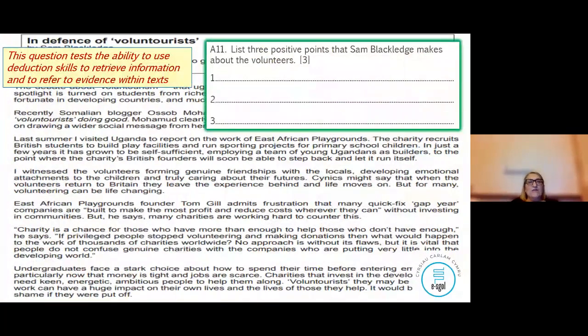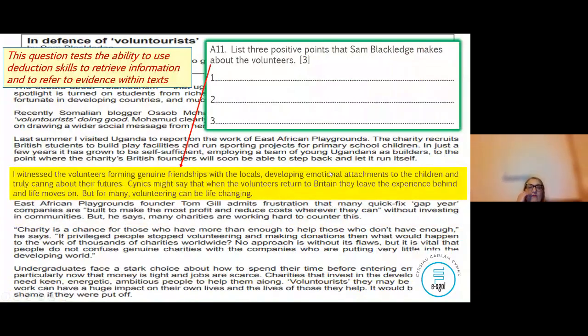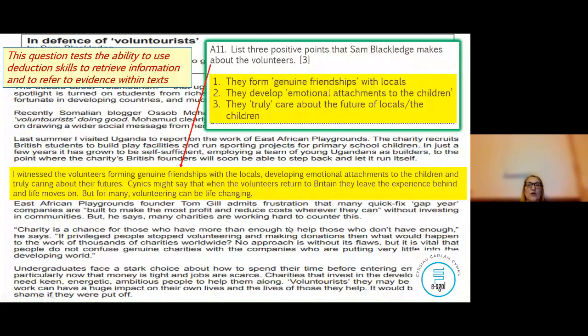Okay, so the first question then is list 3 positive points that Sam Blackledge makes about the volunteers. So again, I'm looking for 3 positive points. So here we go. "I witnessed the volunteers forming genuine friendships with the locals, developing emotional attachment to the children, truly caring about their futures," and also "volunteering can be life-changing." So those are the 3 points that I've come up with. They form genuine friendships with locals, they develop emotional attachments, they truly care about the future of locals and children. Okay, so they're quite straightforward. You're getting the information from the text directly.